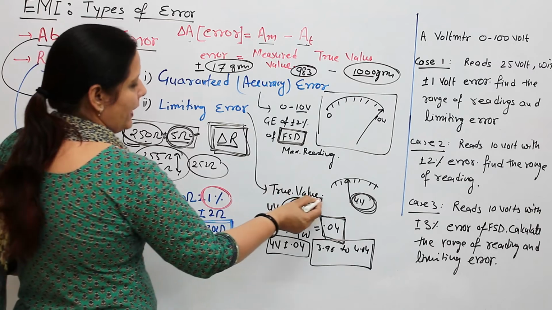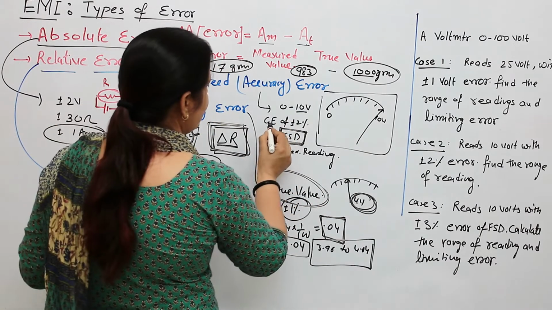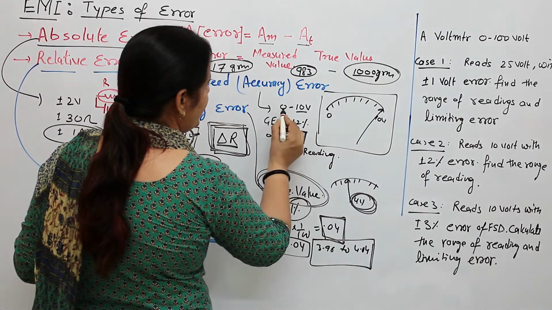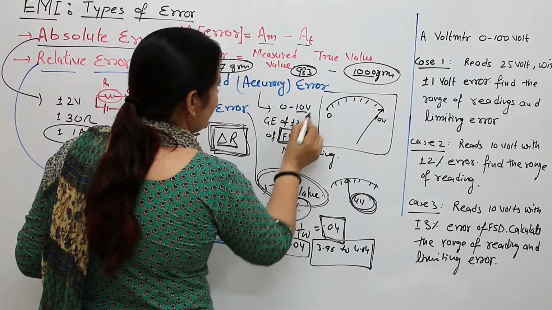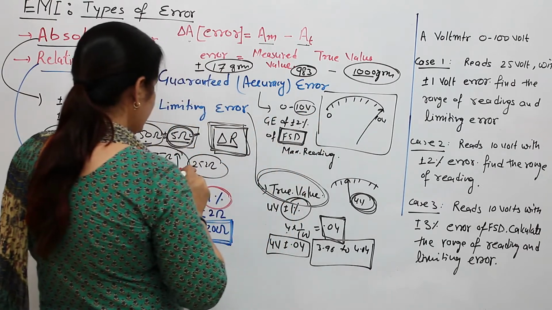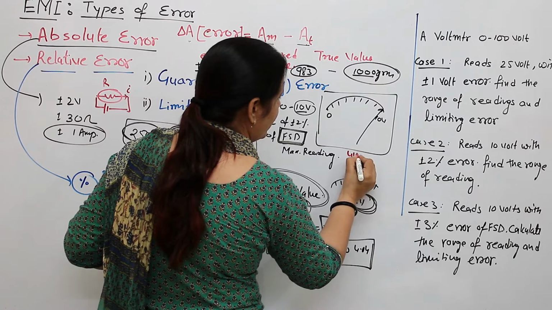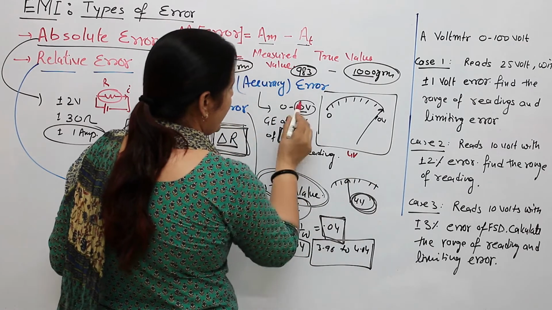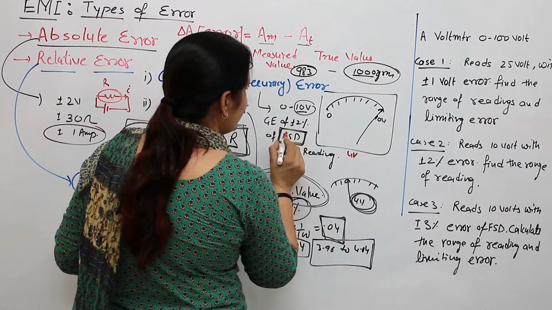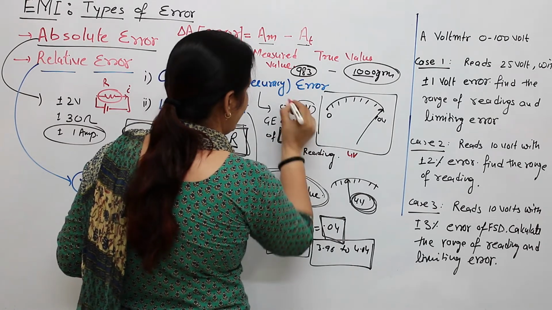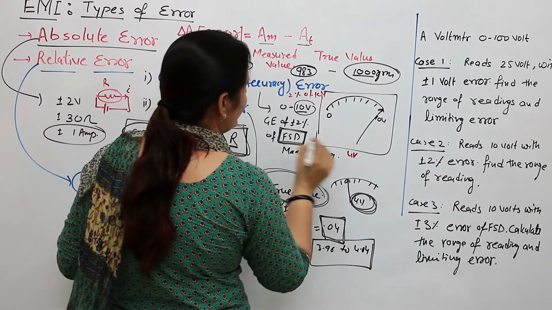You can calculate any of the missing quantity, and in this case if guaranteed error is plus minus 2% of FSD, it means 2% of maximum value. If your voltmeter reads 4 volt, and the mentioned error is plus minus 2% of FSD, it means error is 2% of maximum value, so error will be 2% of 10 volt. What will be the value? 0.2 volt.